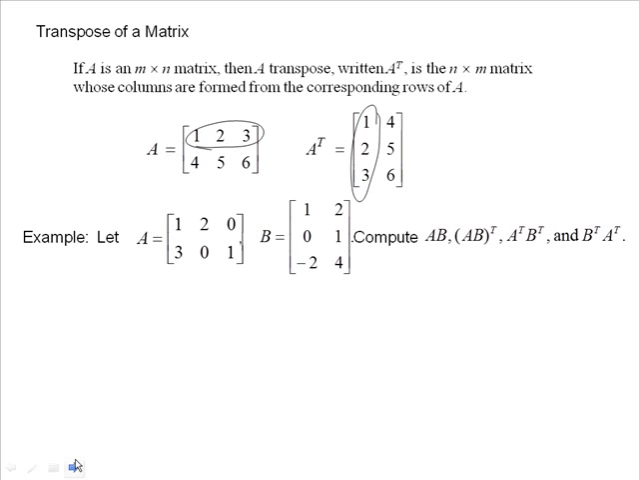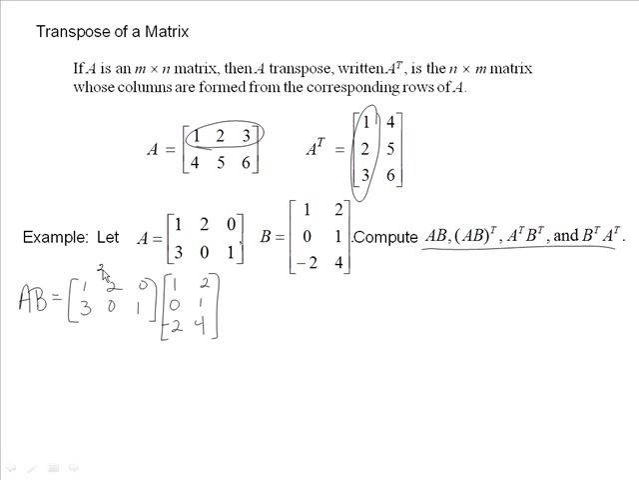So let's look at an example. Given these two matrices A and B, I want to calculate these 4 different values. So first let's multiply A times B. We see that we can multiply it because A was a 2 by 3 and B was a 3 by 2, so the inner dimensions match, and then the outer dimensions will be the dimensions of my answer, so we know we're going to have a 2 by 2. We get the following matrix. Now let's do AB transpose. So we're simply going to take the rows of AB and turn them into the columns of my transpose.